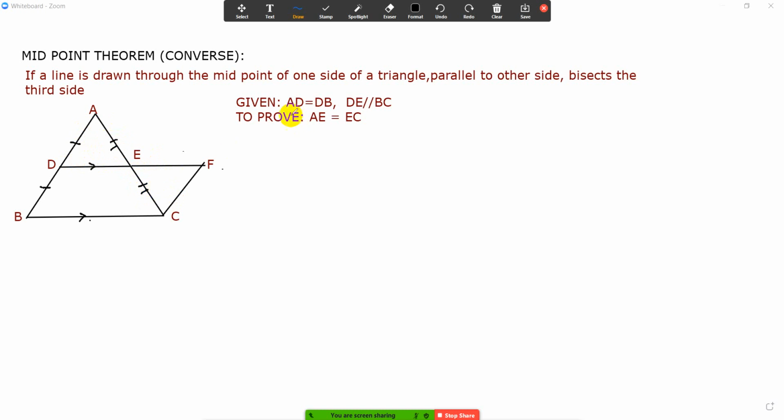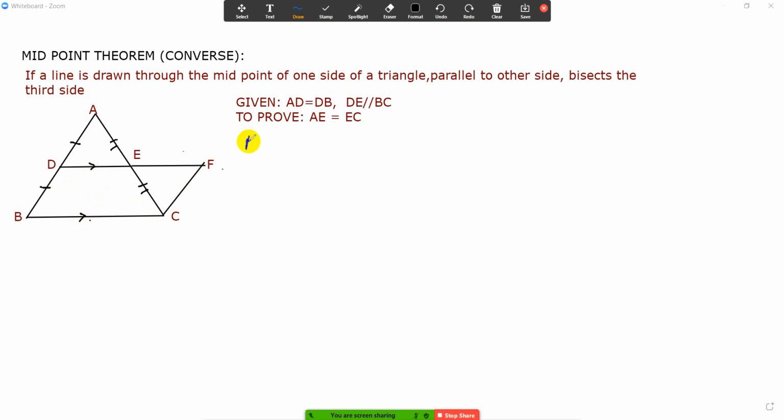So now how we are going to prove it? You can see here that I have extended this line DE till F. We are going to make it in the form of a parallelogram. This is the construction which we are going to do to prove this theorem. So DE would be extended till F and we will join CF, so that CF is parallel to your AB. Okay, so this is your construction.